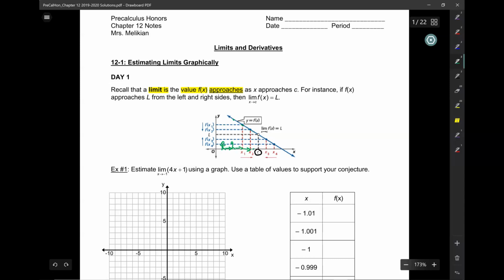And so at this point here, I can make a conjecture and I say, okay, by the time I reach this point c, this graph is going to be decreasing, and it's going to reach a vertical height, a value of this point L, right?